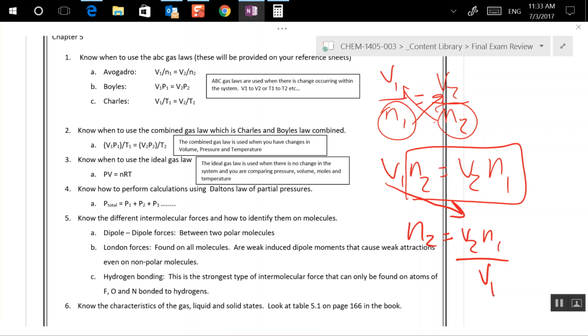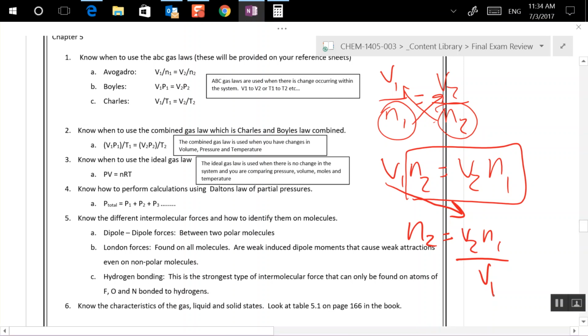Okay? Now, ABC gas laws are used when there is change. V1 to V2, N1 to N2. That's how I know I'm going to use an ABC gas law or the combined gas law. Because there's change occurring. The new volume, what is the new volume? What is the new temperature? The pressure changed to what? That would be indications that I need to use an ABC gas law or the combined gas law.